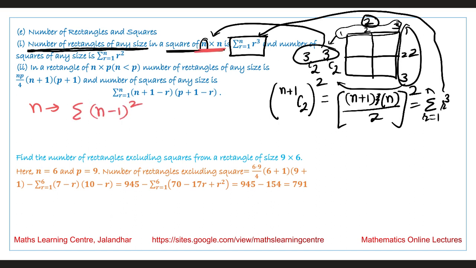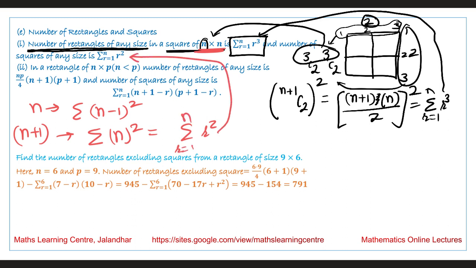We are having it as n cross n. So the number of sides we have is n plus 1. Corresponding to this, the answer we obtain is sigma n square. You can write this as sigma r square, r equal to 1 to n. So this is the answer we have in this case.